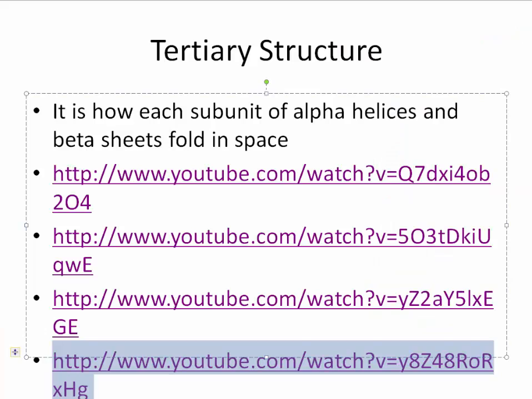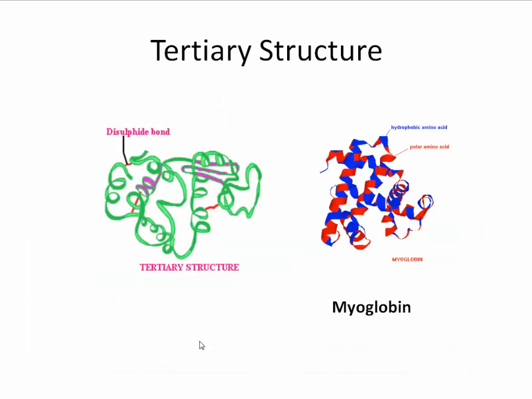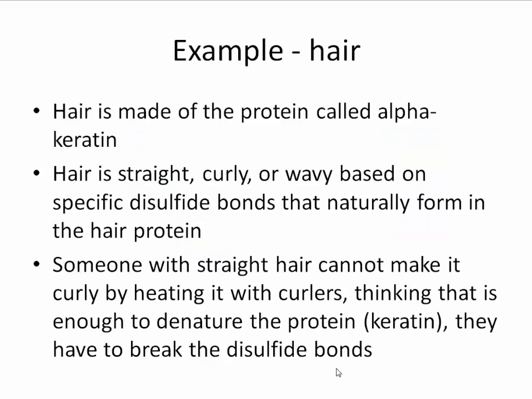All right, so we're going to go into looking at tertiary structure a little bit more. Hemoglobin, as we know, does have a quaternary structure. Myoglobin also has a tertiary structure, and here are some examples. There is another example of hair. So all of us have hair, so we're all very interested in it.